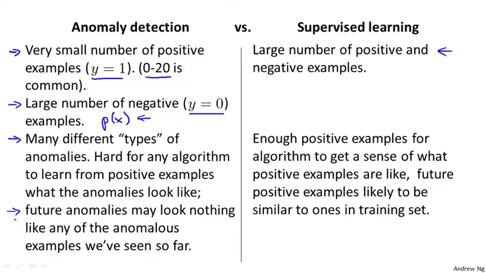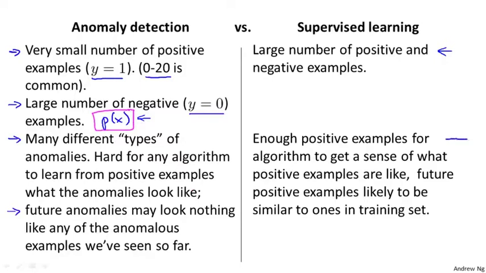Maybe in your set of positive examples, you've seen 5 or 10 or 20 different ways that an aircraft engine could go wrong. But maybe tomorrow you need to detect a totally new type of anomaly, a totally new way for an aircraft engine to be broken that you've just never seen before. If that's the case, then it might be more promising to just model the negative examples with this sort of Gaussian model P of X, rather than try too hard to model the positive examples, because tomorrow's anomaly may be nothing like the ones you've seen so far.